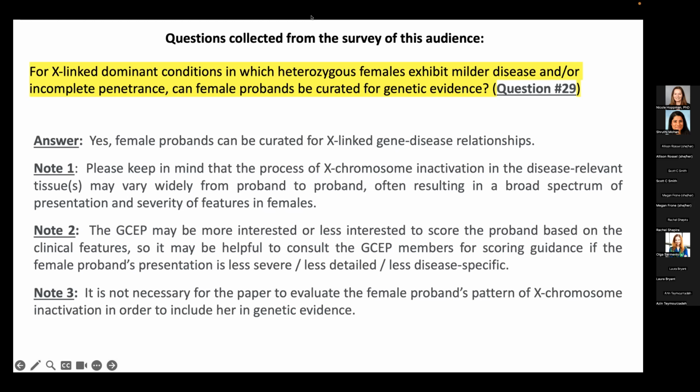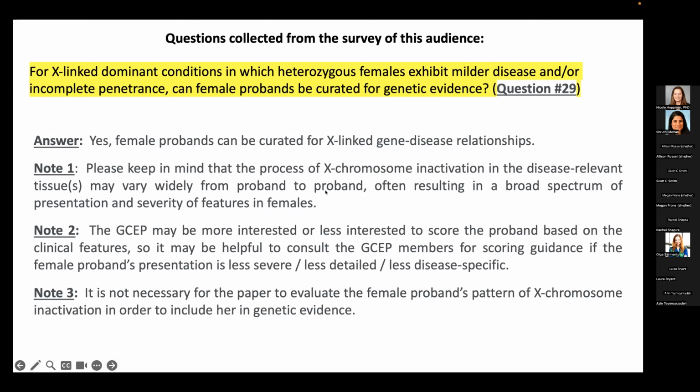Great question. I have to admit, I've curated a few X-linked dominant conditions and I've never had the opportunity to score a female proband. So I had to research this a little bit, and I asked some of my more senior colleagues. They said yes, you can score a female proband for an X-linked gene-disease relationship, but they raised some really cool caveats. I hope you don't mind, I'll share those with you.